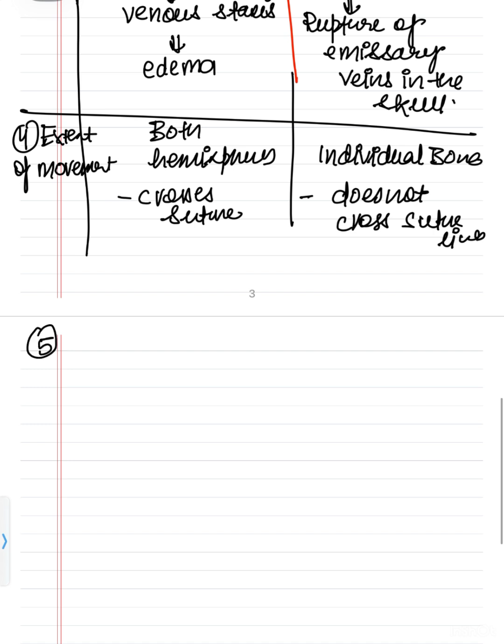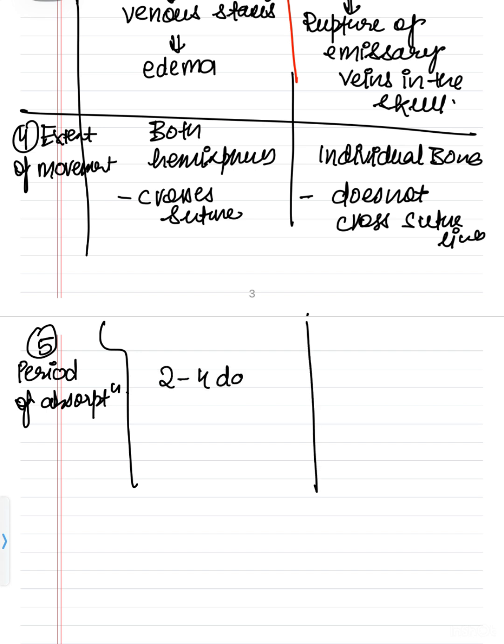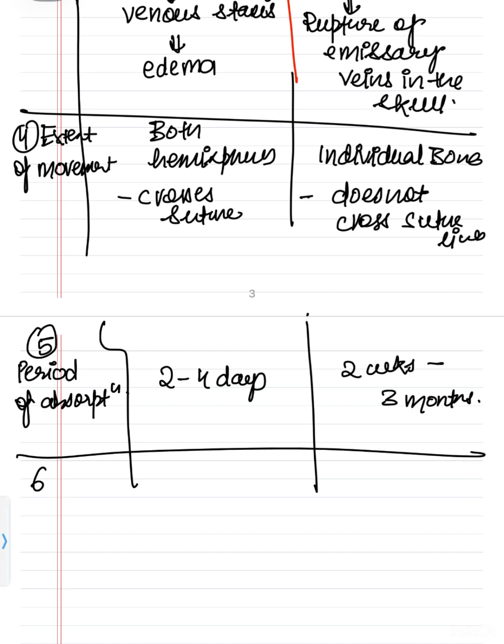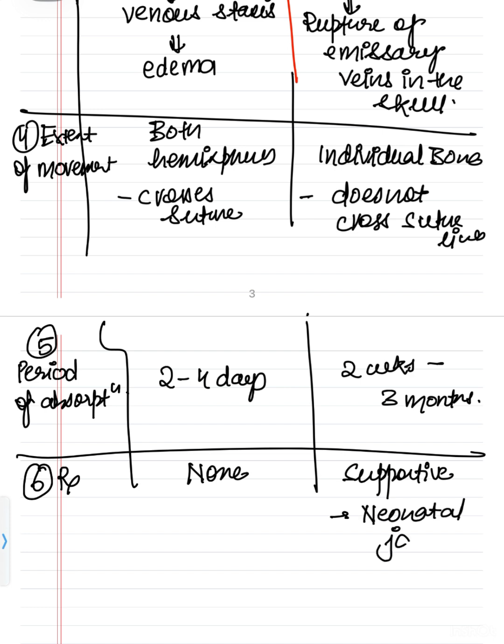Now, period of absorption. There is a blood collection or a swelling. How much time will it take for its absorption? Caput succedaneum develops instantly and also gets absorbed quickly, in about 2 to 4 days. While cephalhematoma takes about 2 weeks to 3 months to be reabsorbed completely. Now the treatment. The treatment for caput succedaneum is none. You have to just reassure the parents. While in the case of cephalhematoma, it is supportive, and it can also cause neonatal jaundice. So cephalhematoma can be one of the causes of neonatal jaundice.